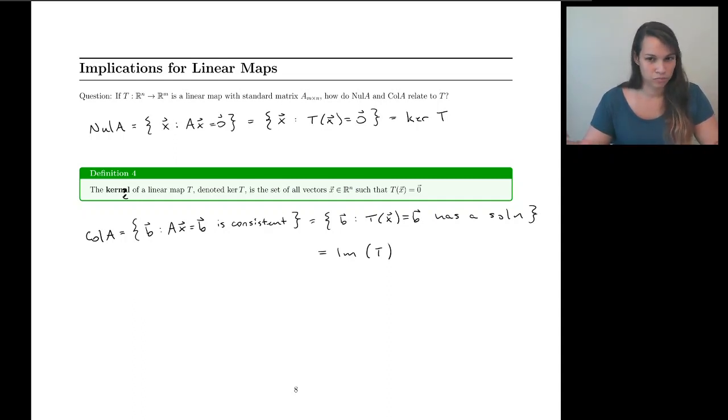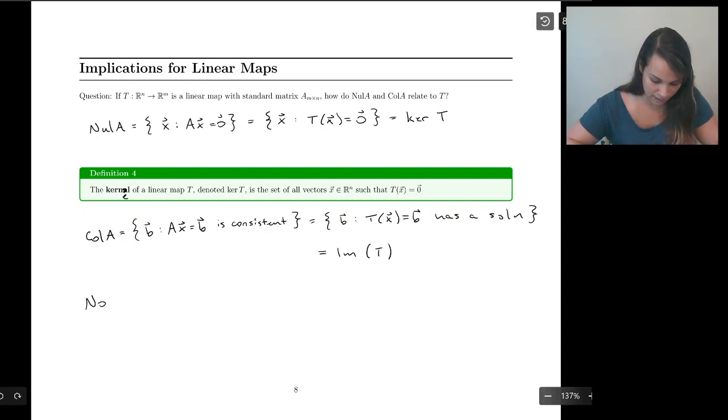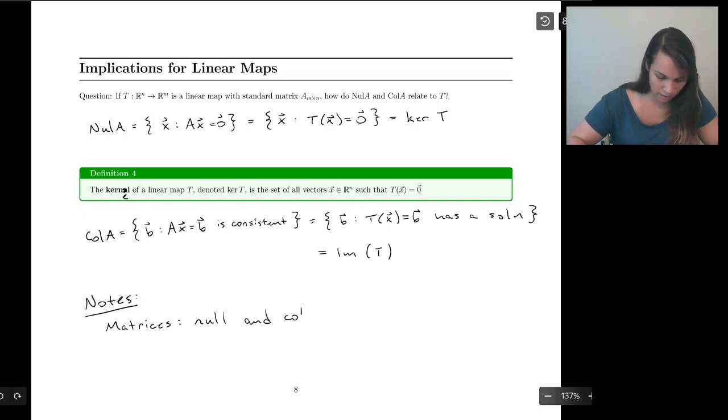Okay, so just to clarify, notes about our vocab today. Matrices have null and column. And mappings do not. We do not talk about null and column with mappings. We talk about kernel and image.